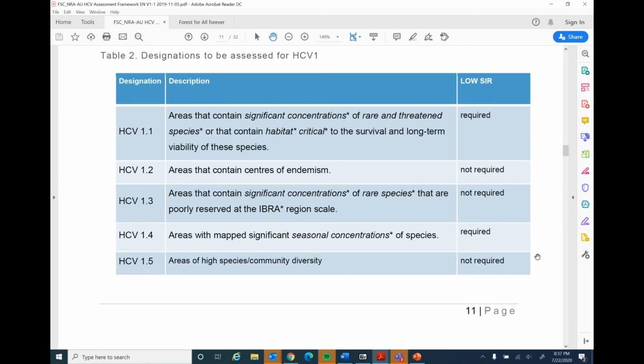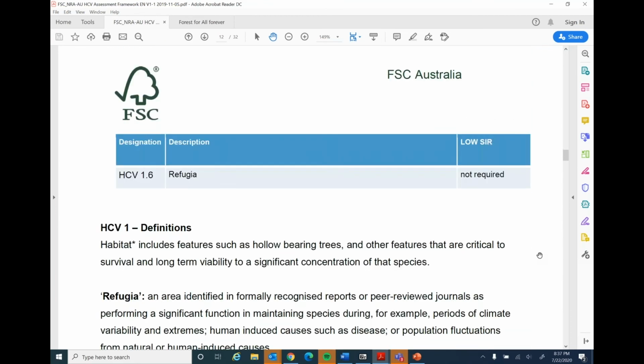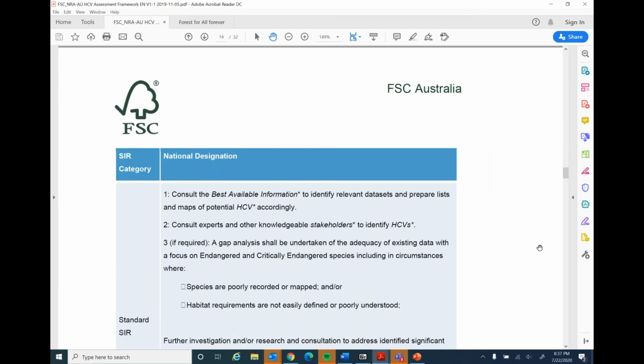So down to the second table. Just hopping down there now. Yeah.